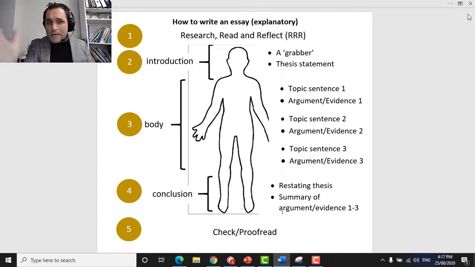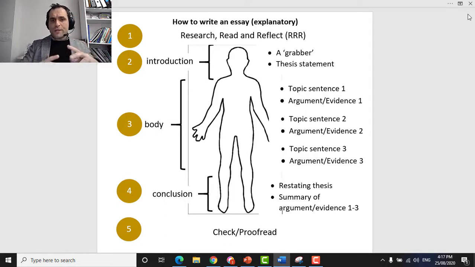But now I want to take you through the general procedure of writing an essay. So you are researching, reading, and reflecting, you are writing your introduction, and then you are writing your body. The body is the biggest part of the essay. That's the largest portion of your essay. That's where you present your facts. That's where you show what you know about a certain topic.